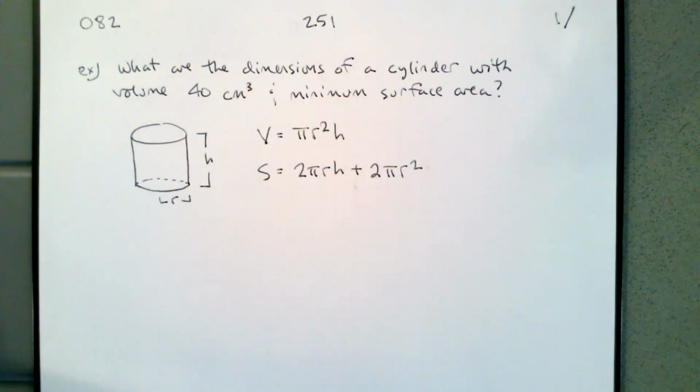Today, we're going to take a look at one of Calc 1's greatest hits style of problem, and that is to find the dimensions of a cylinder that has a fixed volume where we want to minimize the surface area. So we're going to fix the volume of our cylinder at 40 cubic centimeters and find out how small we can make the surface area.